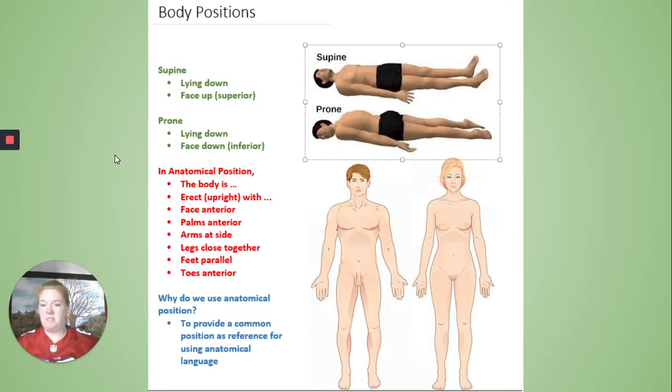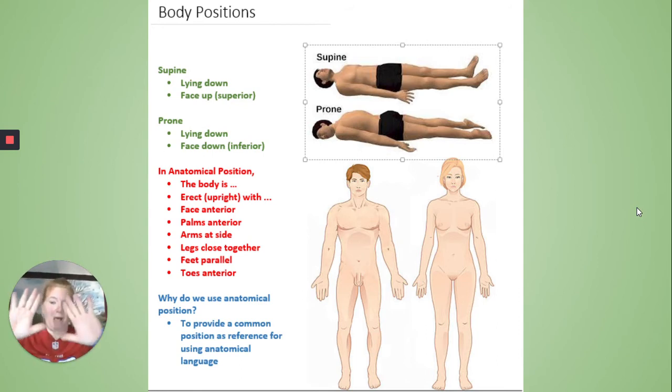Okay, some body positions. First, anatomical position. Anatomical position is what you see down here. Anatomical position has many key features, and the body is upright. The face is pointing anterior, forward. The toes are pointing anterior or forward. The palms are pointing anterior or forward.